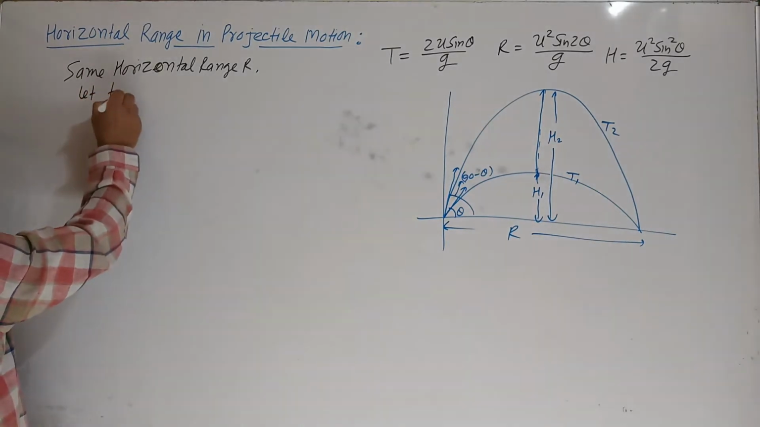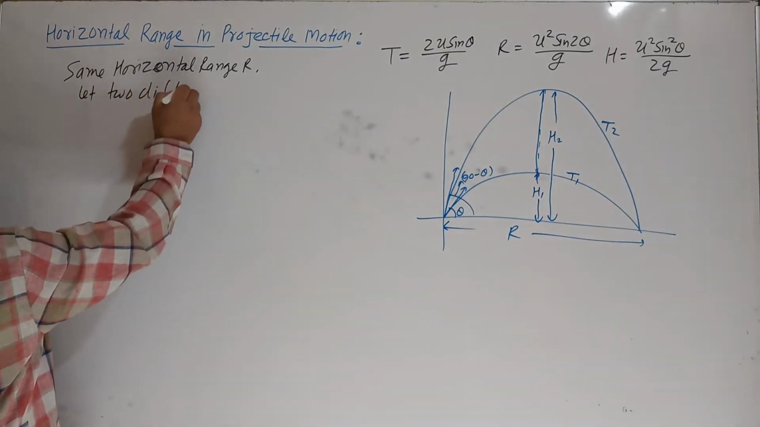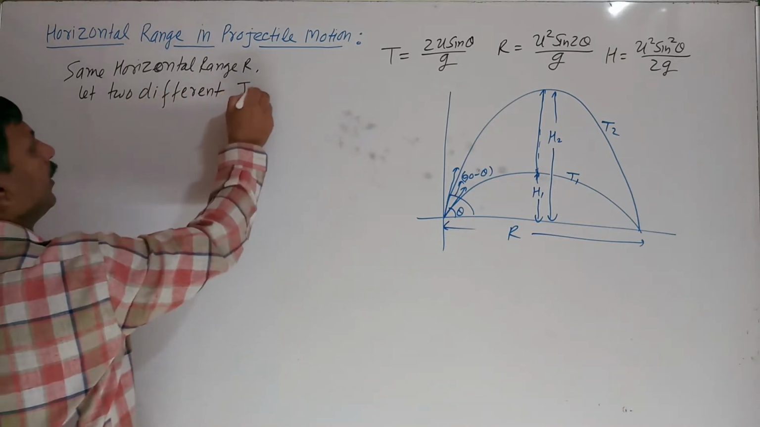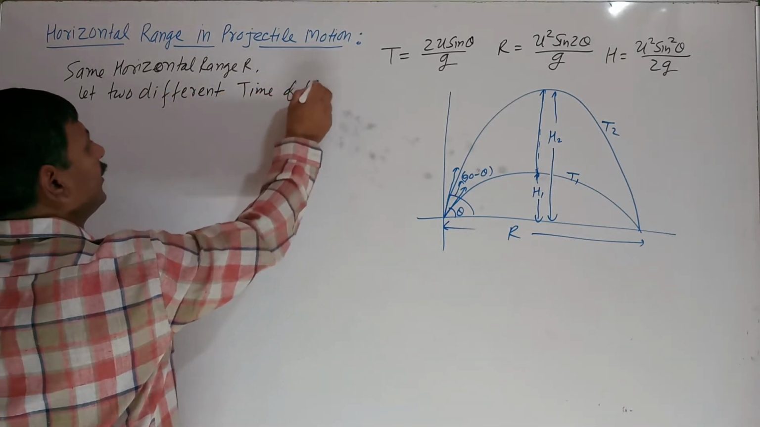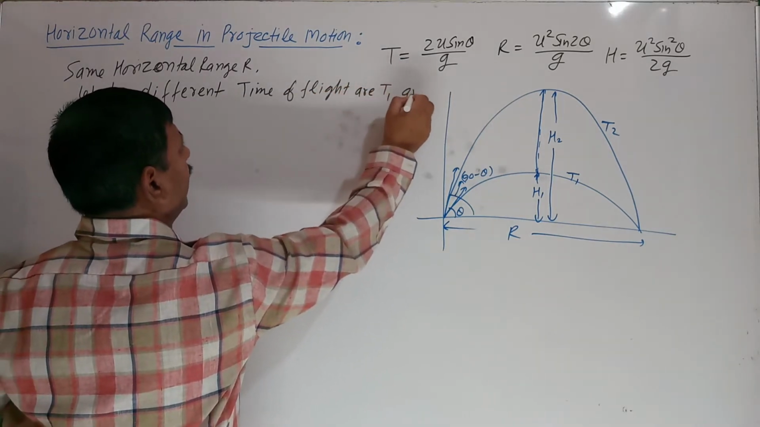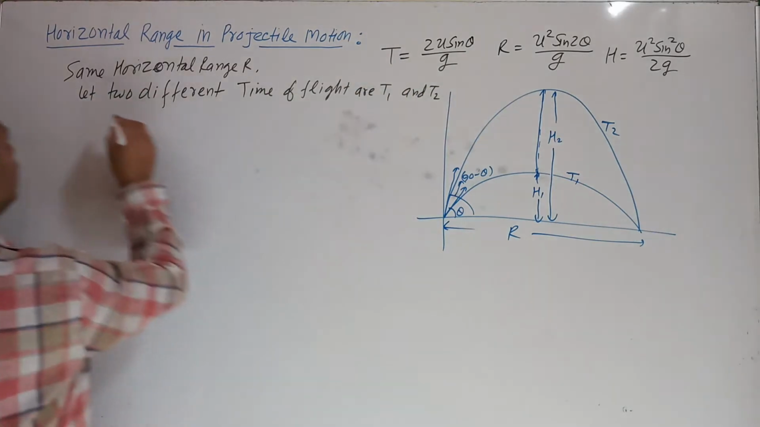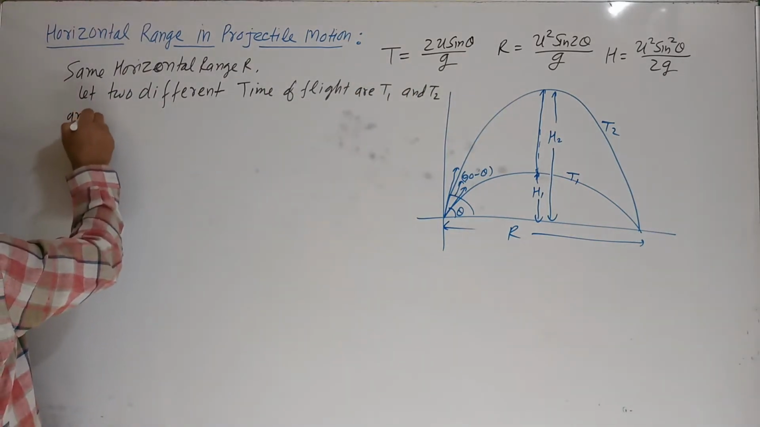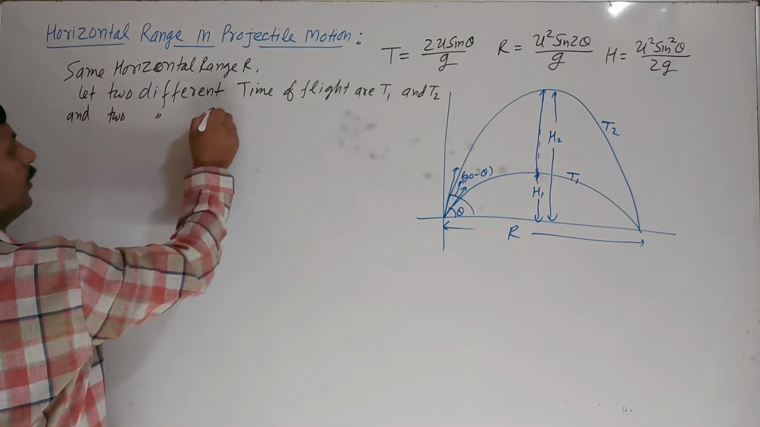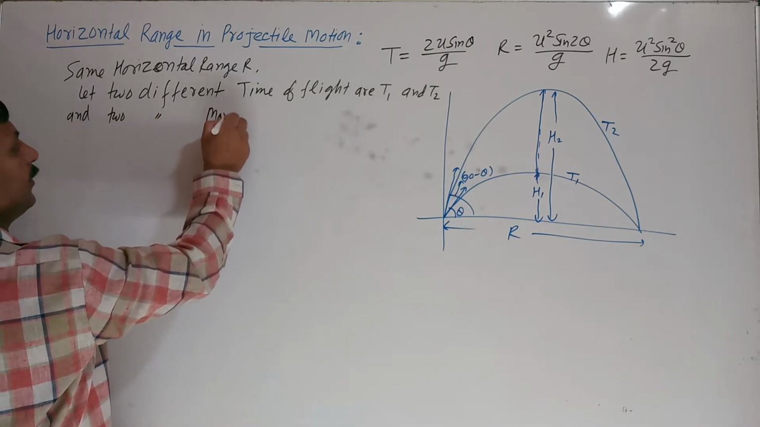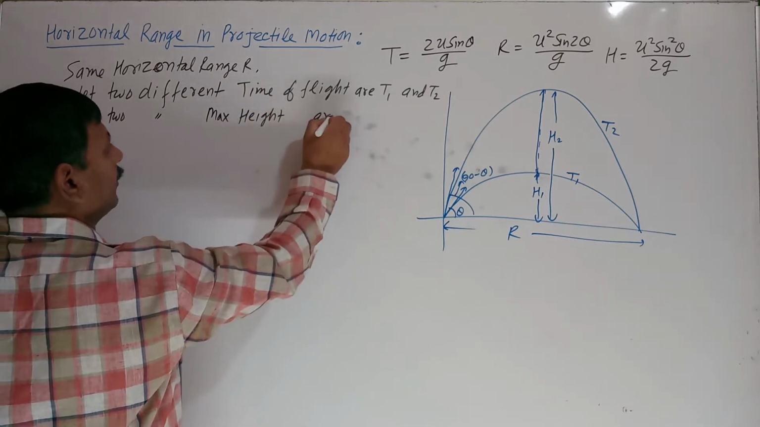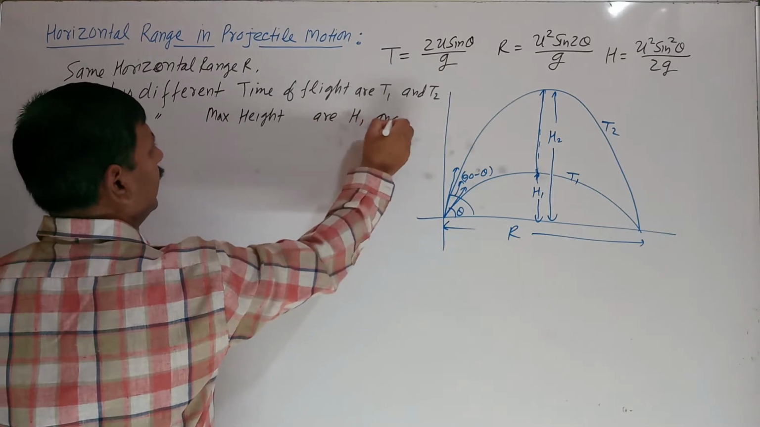Let two different time of flight be T1 and T2, and two different maximum heights be H1 and H2.